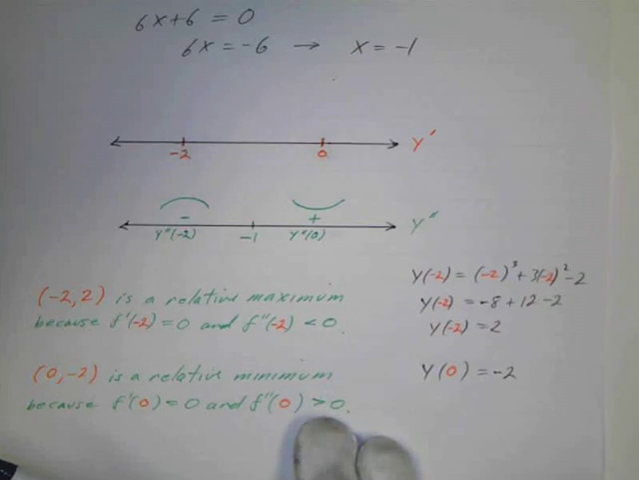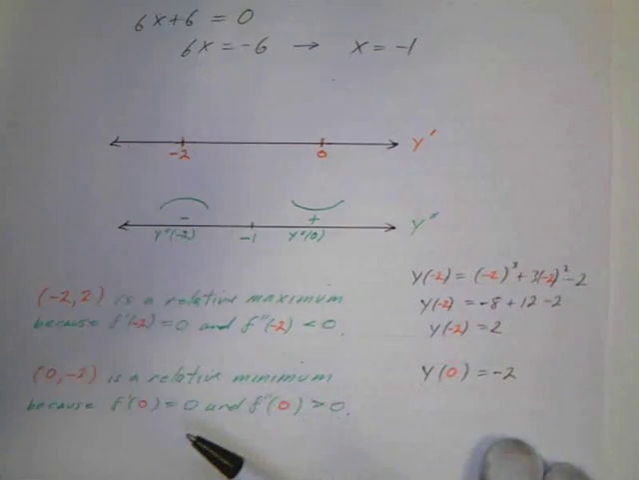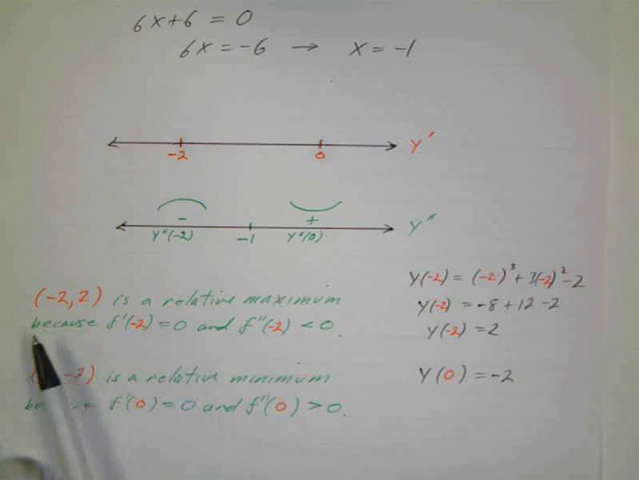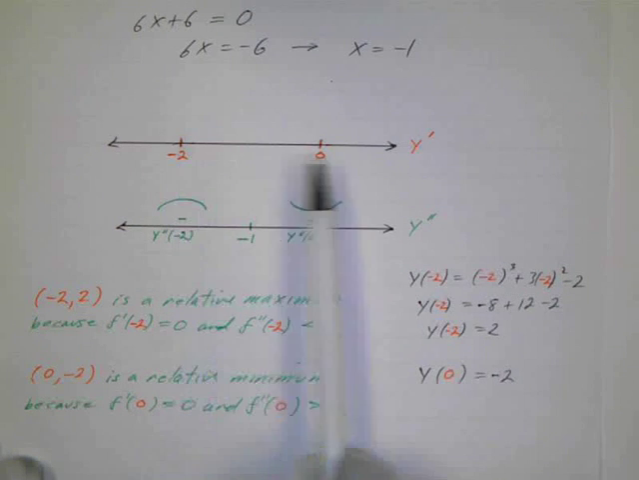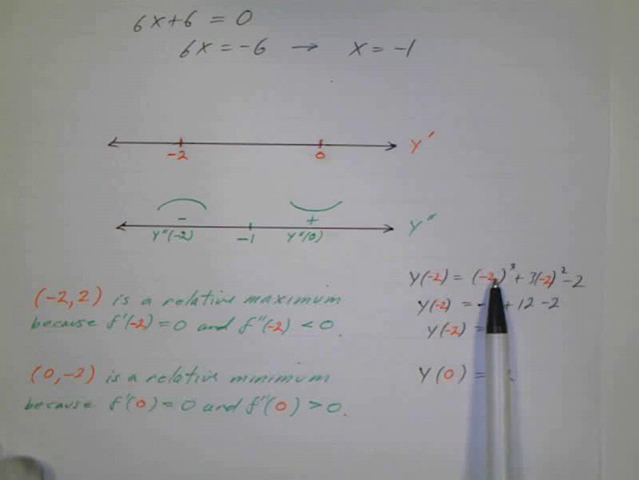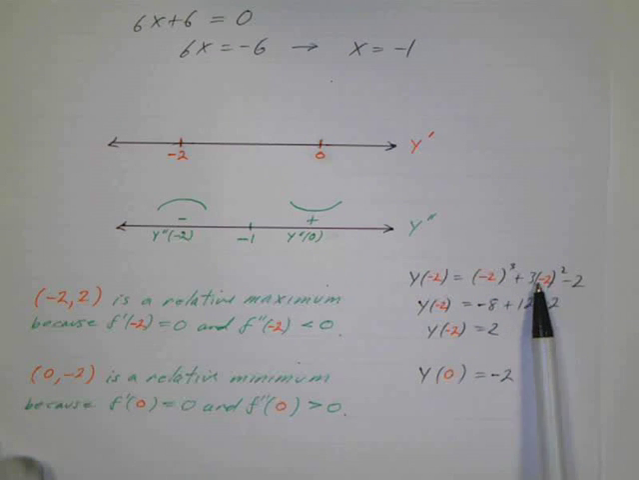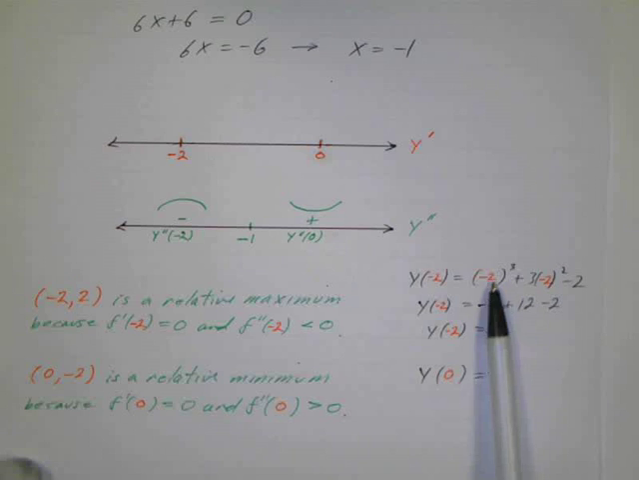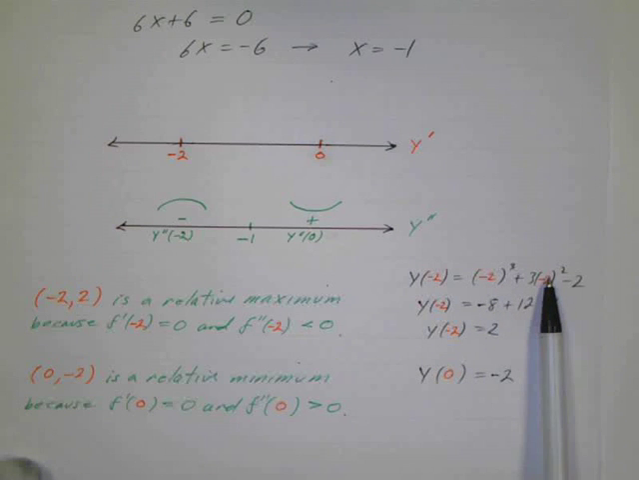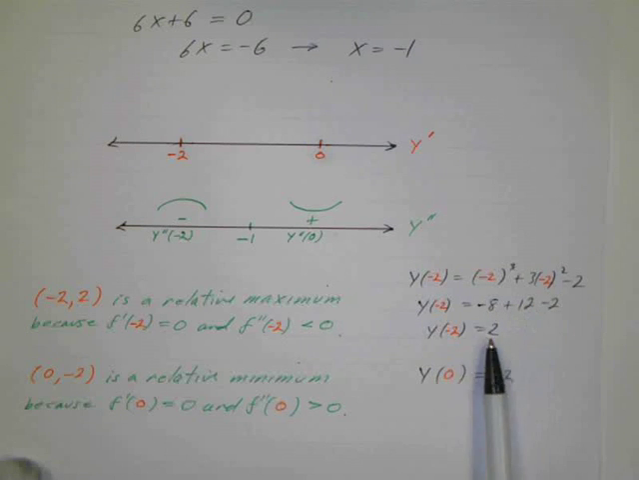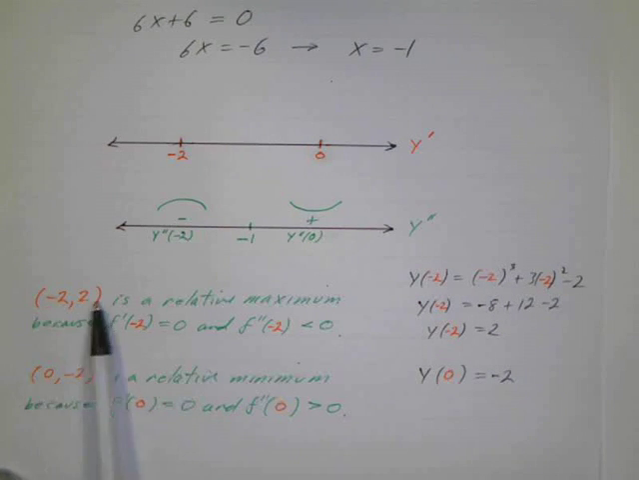So this is moving along real nicely, so we can just use these points. I have to put negative 2 and 0 into my original function. If I put negative 2 in the function, I get negative 2 cubed plus 3 times negative 2 squared minus 2. That's negative 8, plus 3 times 4, which is 12, minus 2. Negative 8 plus 12 is 4, minus 2 is 2. So I got negative 2, 2. And if I put 0 in there, I just get negative 2. So those are my points: negative 2, 2, and 0, negative 2.